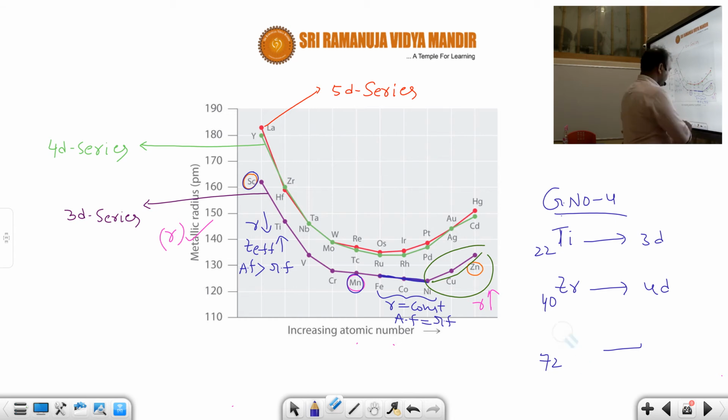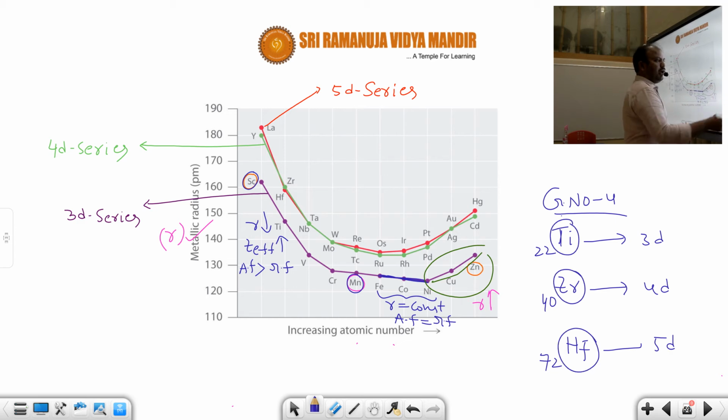What is Hf? Hafnium. Hafnium is a 5D series element. Going from top to bottom in the group, titanium, zirconium, hafnium, the orbit number increases. That's why the atomic radius increases from top to bottom along the group. So compared with 3D, 4D has a larger atomic radius, and compared with 4D, 5D has a larger atomic radius.